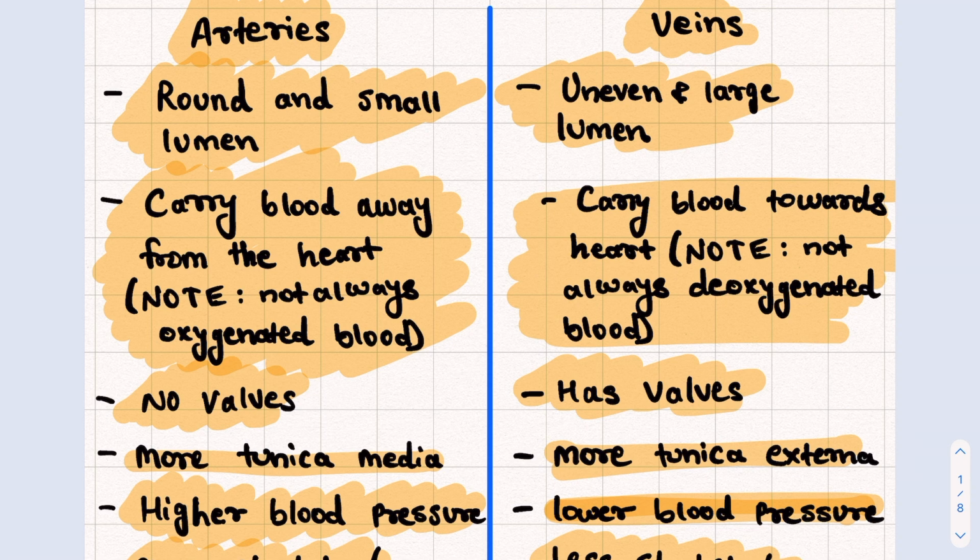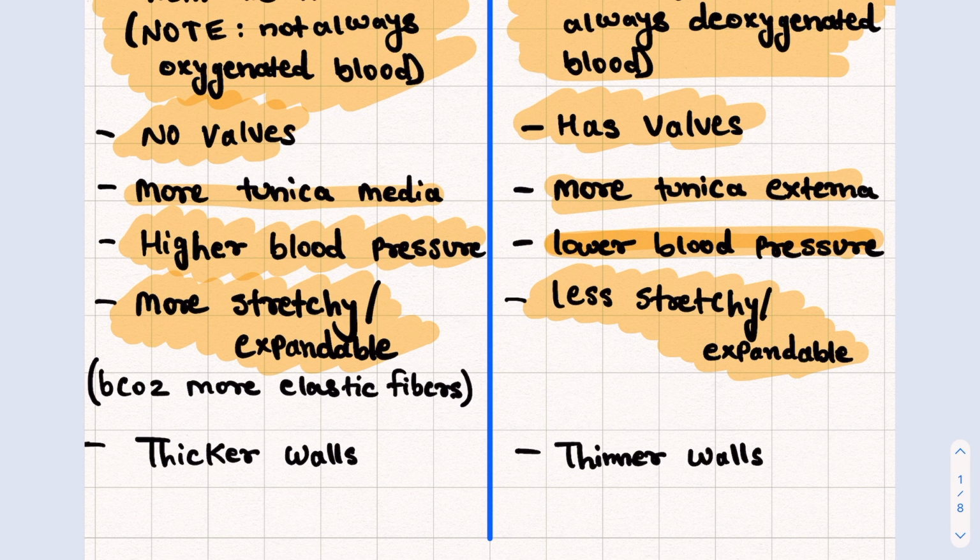Sorry for the mistake. The last difference between arteries and veins is that arteries have thicker walls, while veins have thinner walls. And if you think about it, this makes sense because arteries have to resist higher blood pressure than veins. So arteries have thicker walls to resist that high blood pressure, while veins have thinner walls because they don't need to resist that high of a blood pressure.